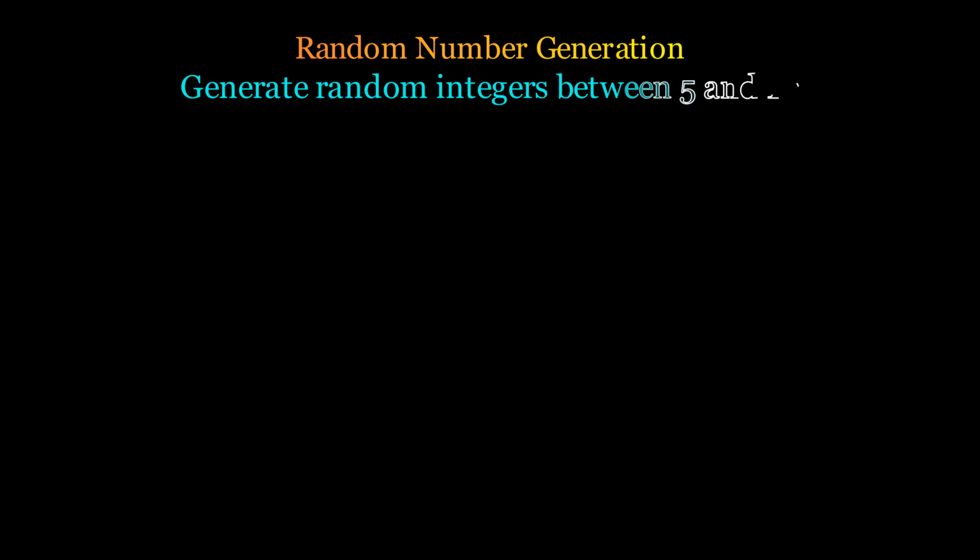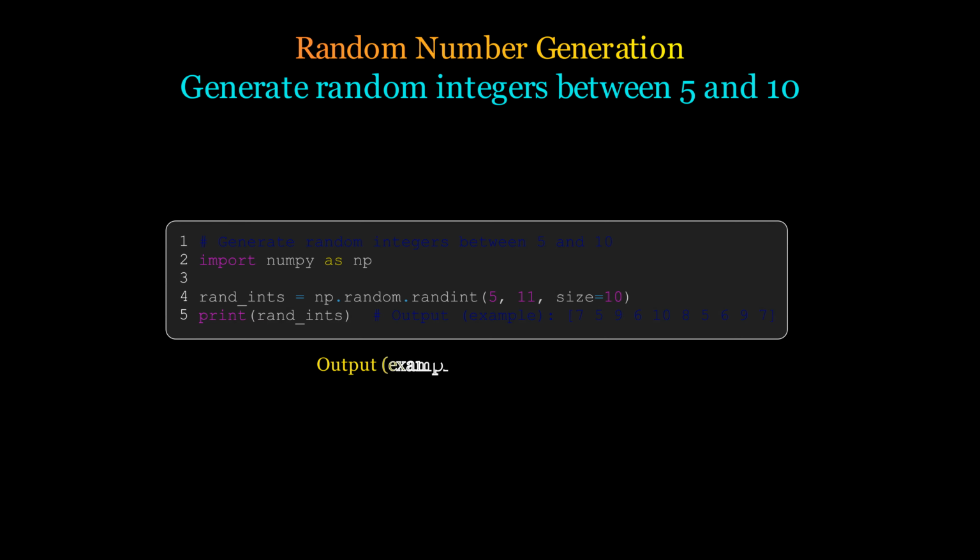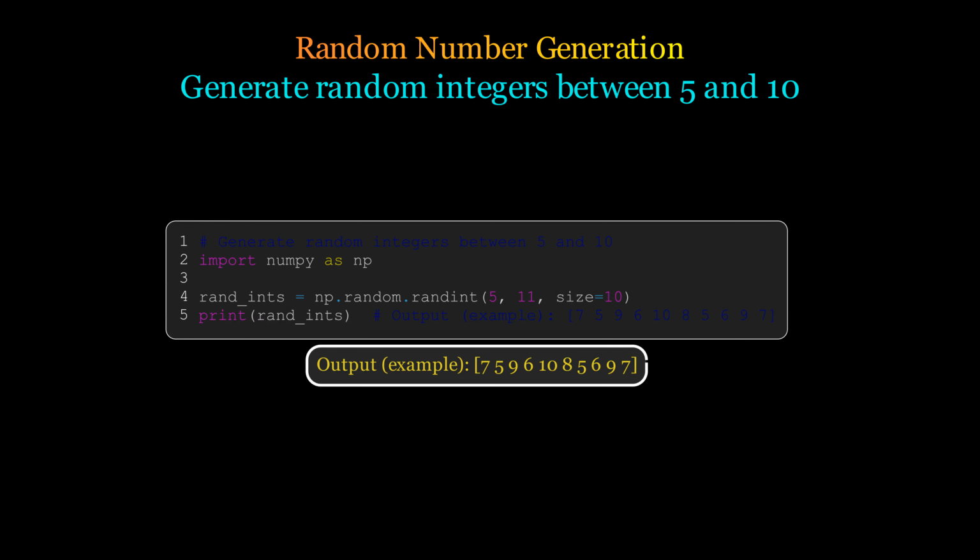Next, we generate random integers within a specific range. The randint function takes a lower bound, inclusive, and an upper bound, exclusive. So we use 11 to include 10. We generate 10 integers between 5 and 10. This is useful for simulations, games, and random sampling applications.